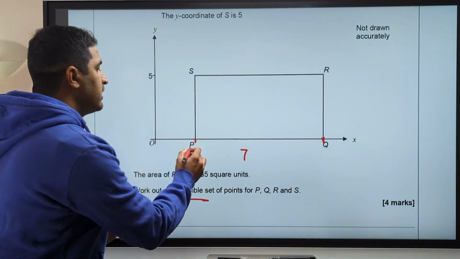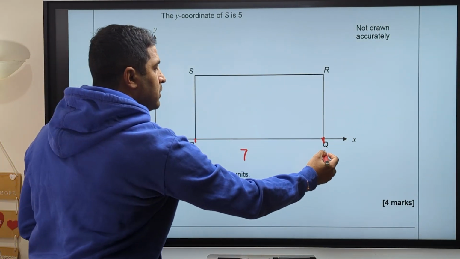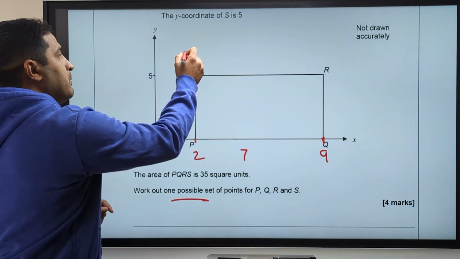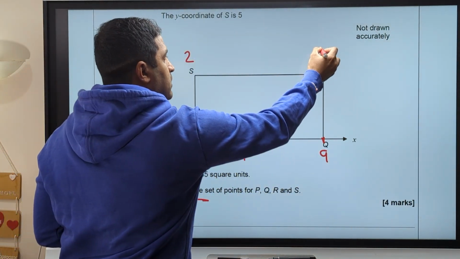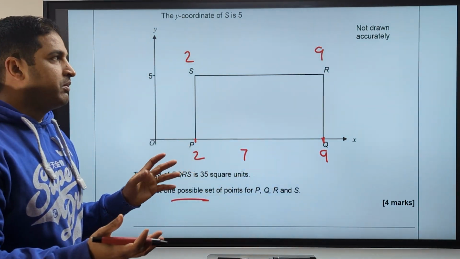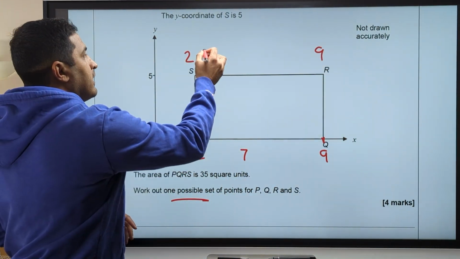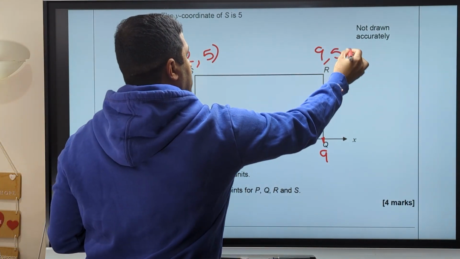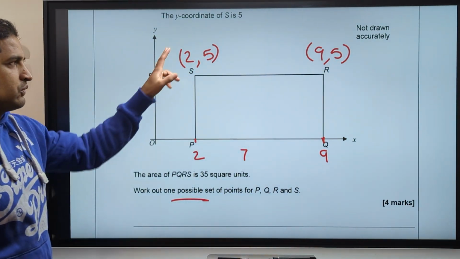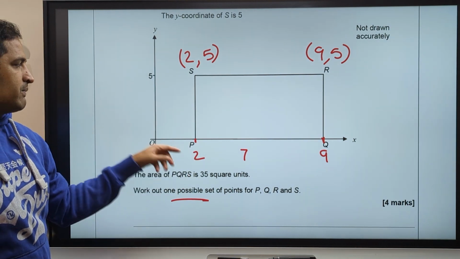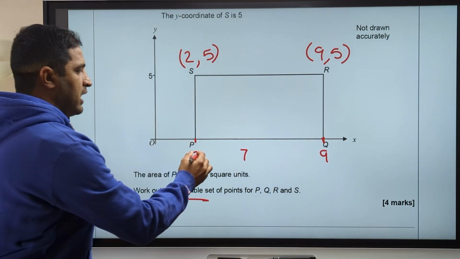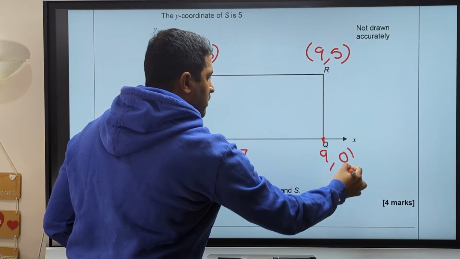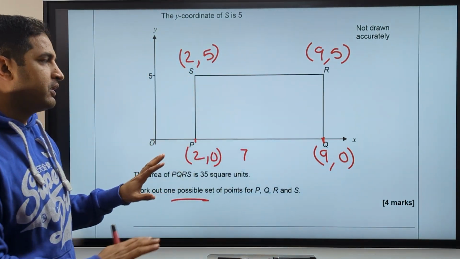Let's say this point here is 2. X value there is 2. That means that x value would be 9. So you need to be consistent. Now the x value for every single one of those points is going to be 2 and 9. That's one possible point. So that's going to be 2, 5. That's going to be 9, 5. Because remember the height is 5. So these two pairs. And here, if I'm saying this is on the x-axis, that's going to be 2, 0. And that's going to be 9, 0.